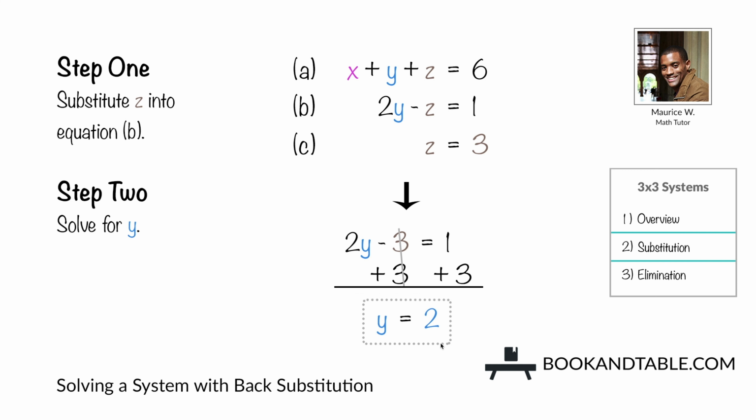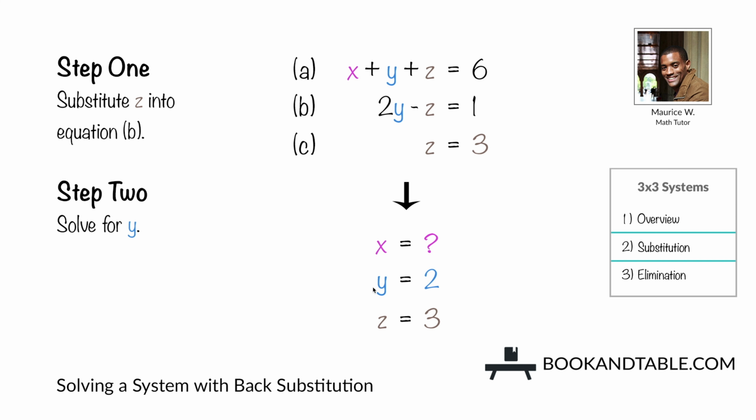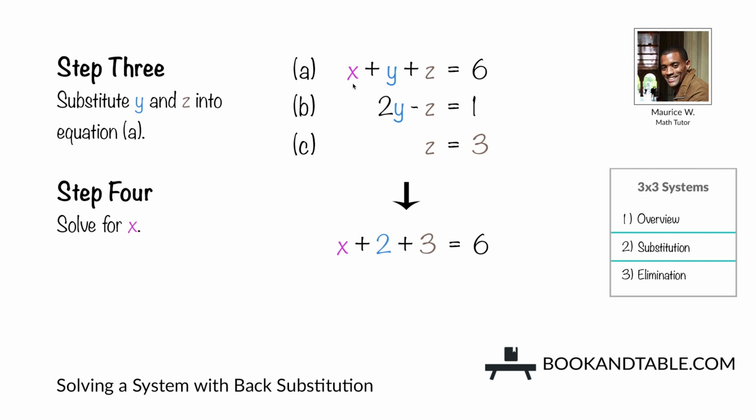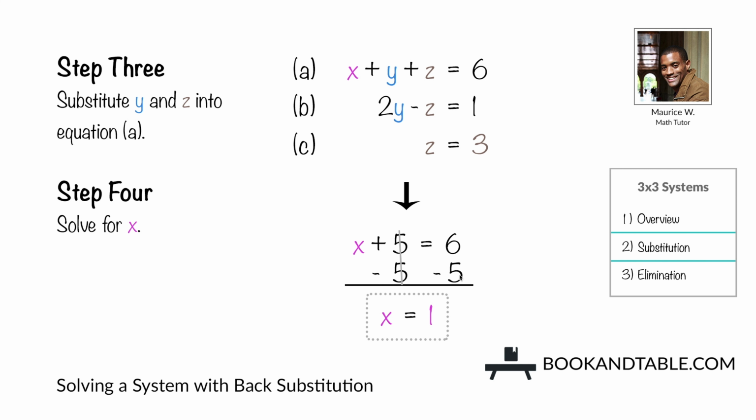So once we substitute z into equation B and solve for y, we have 2 of our 3 variables solved for. So to find x, we want to substitute y and z into equation A and solve for x. When we do so, we get x plus 2 plus 3 is equal to 6. 2 plus 3 is equal to 5. And now we can solve for x by subtracting 5 from both sides, showing us that x is equal to 6 minus 5, which is 1.